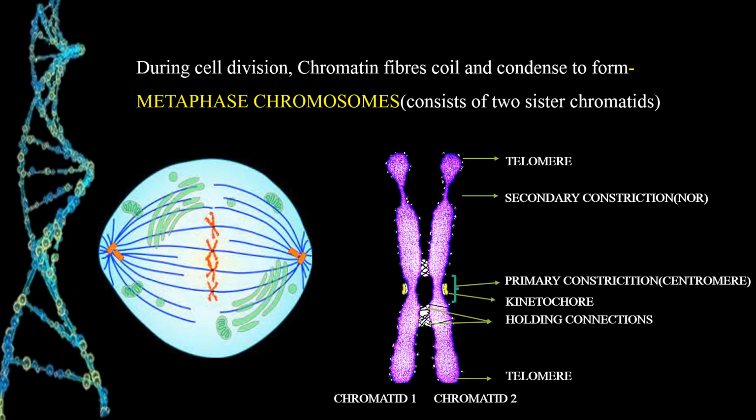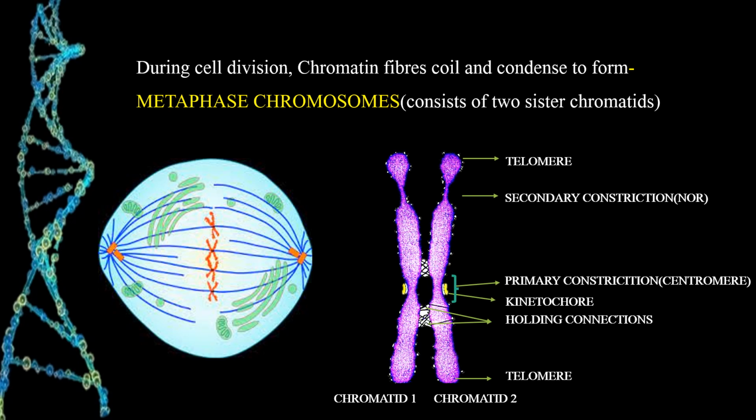During cell division, the 30 nanometer chromatin fibers coil and condense to form metaphase chromosomes. So whenever we are talking about chromosomes, we are actually specifying the X-shaped metaphase chromosomes. A metaphase chromosome has two chromatids. The chromatids are the daughter chromosomes formed as a result of chromatin duplication during the S phase.